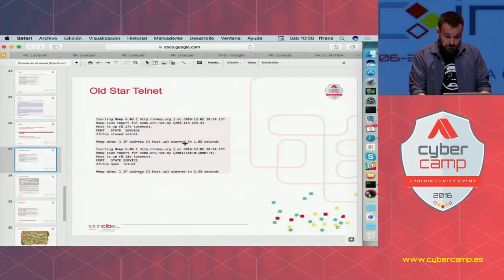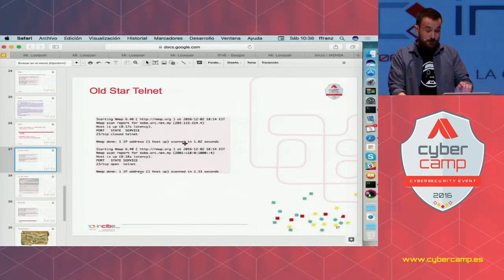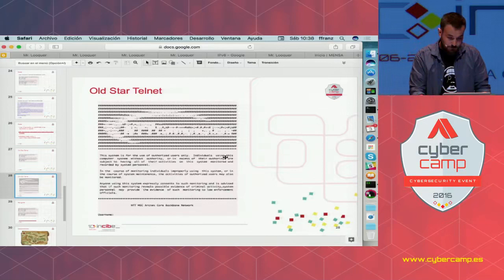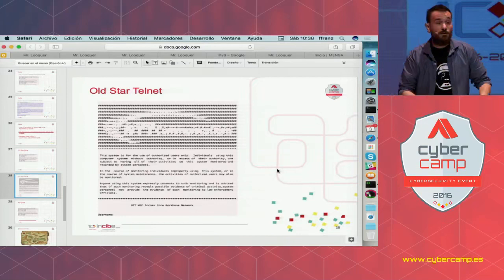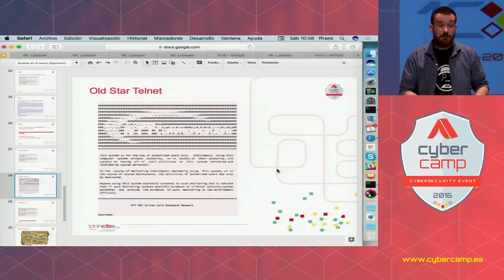And now we are logging to a server that has Telnet closed on IPv4 and open on IPv6. That's the banner. What it is showing us is a Cisco router exposed to the internet through port 23, which is kind of going back to 1989. I don't know whether someone here in 1989 connected to the internet. Well, that router has that framework.